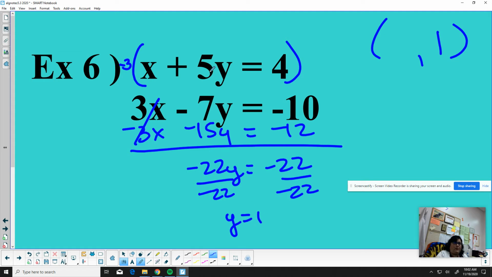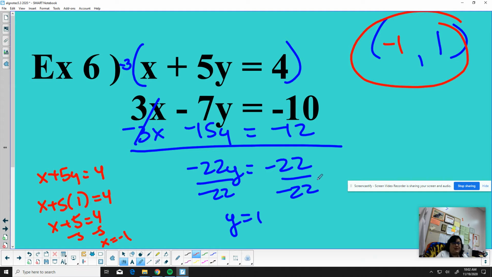And then if I put 1 back in for y, I think I'll put it back into the original. x plus 5y equals 4. So x plus 5 times 1 equals 4. So it looks like x is -1. So that's my answer. Did you get it? I hope you did. If you didn't, try to find your mistake. Try to fix it.